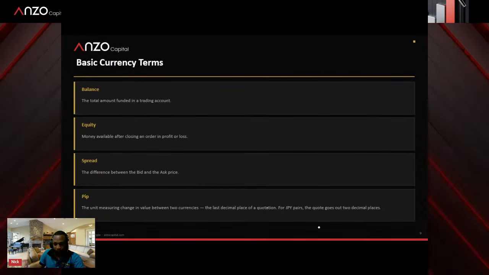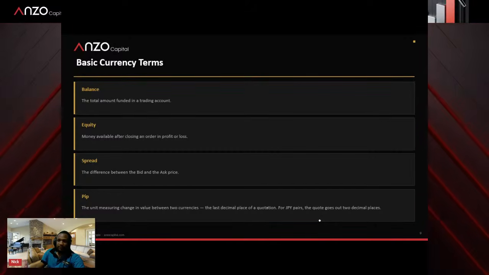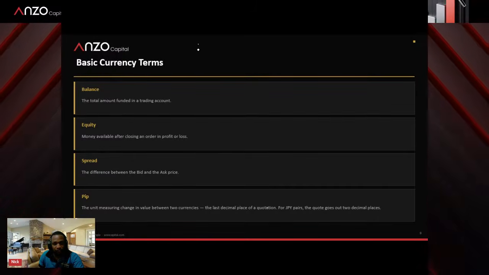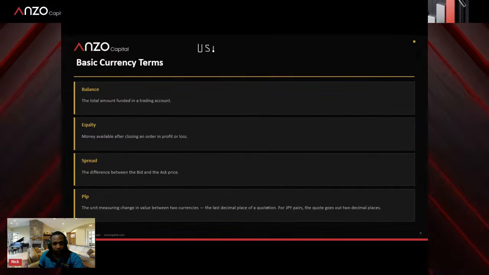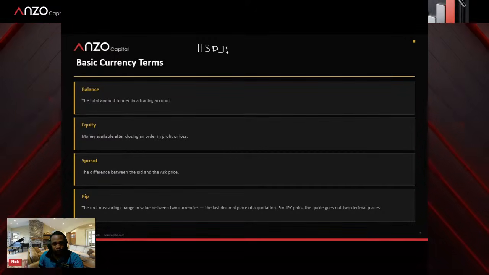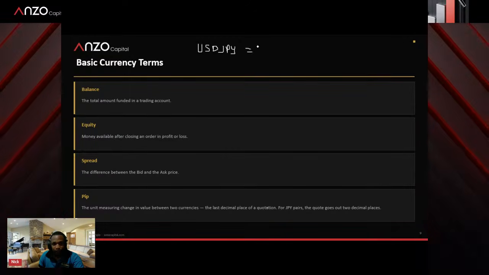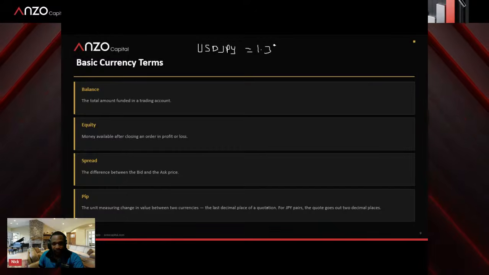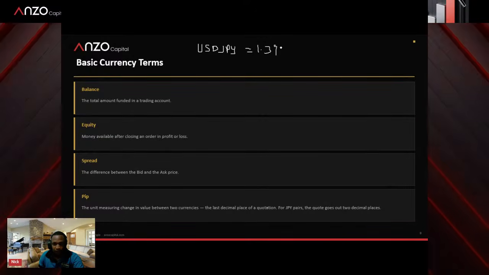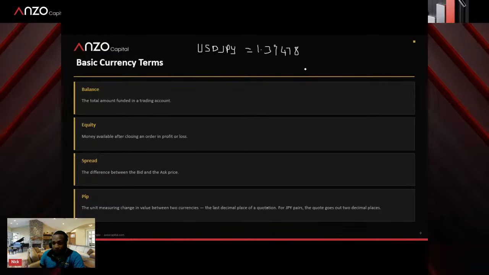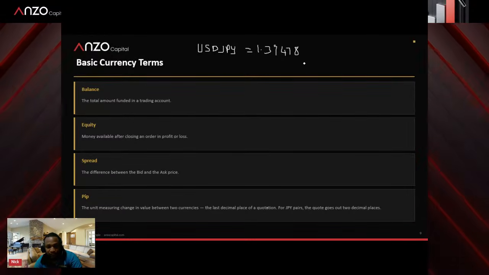All right, so pip. Let's talk about the pip and make it make sense. Let me write a number that makes sense, like USD JPY. Let's say USD JPY is equal to 1.3478. I'm just guessing a number, it doesn't mean that that is the number right now. So a pip is basically just the unit that measures the change in value between two currencies, right?